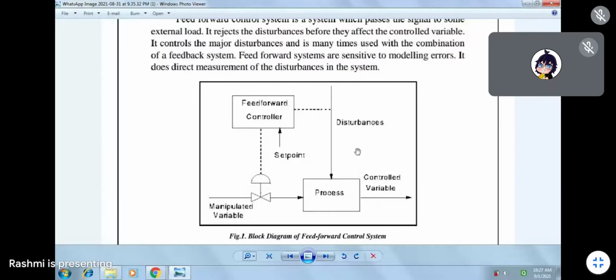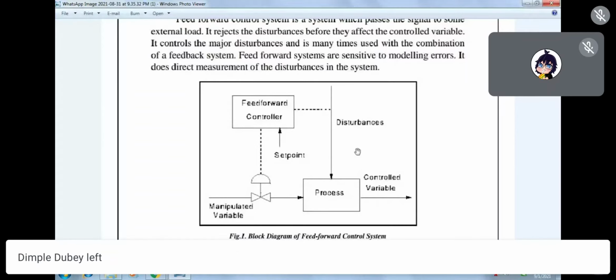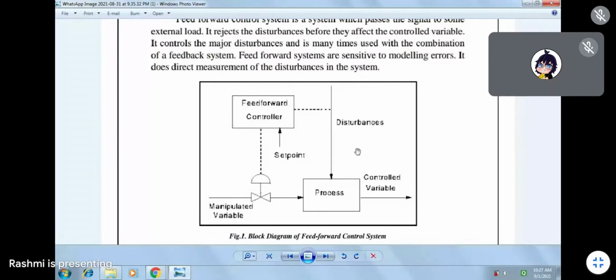Got my point? The feedforward's main function is to control the disturbance, give the required output, and that must be controlled. That is called your control variable. It means if we are given a feedforward system and there is some disturbance, we have to reject the disturbance and give the output in such a manner that the disturbance will not affect your control variable. Got my point?